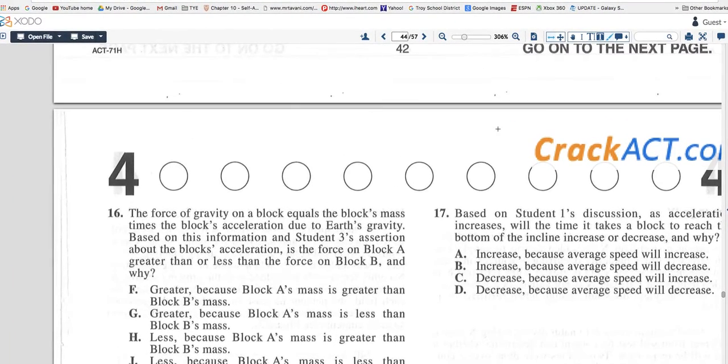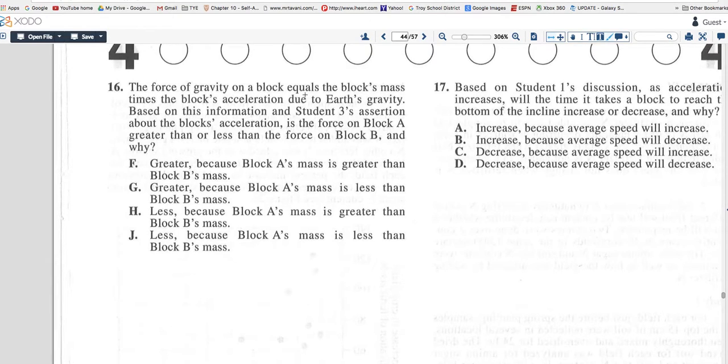Alright, 16. The force of gravity on a block equals the block's mass times the block's acceleration due to Earth's gravity. Based on the information, that means we go look in the intro and student 3's assertion about the block's acceleration. Is the force on block A greater than or less than block B? And why? Who can do this one? Nithya, try this one.